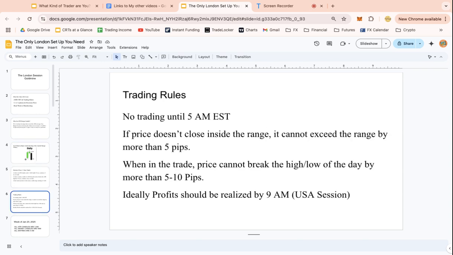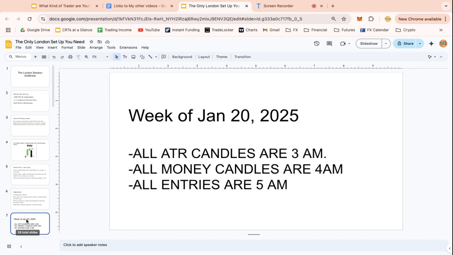And ideally, when you're starting to trade, when you take the trade at 5 a.m. or in the 5 a.m. hour, you want to be out of it by 9 a.m. Okay, you want to be out of it by 9 before the USA session comes along. So let's take a look at some real chart examples.